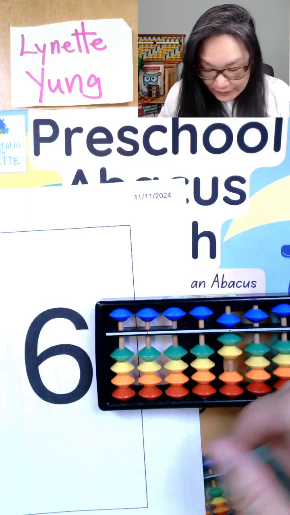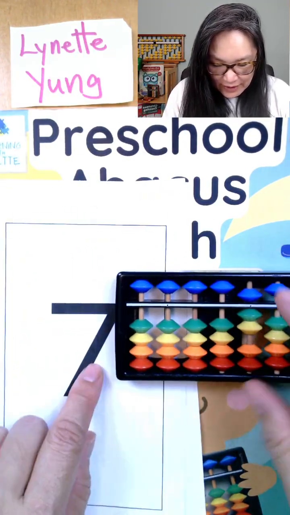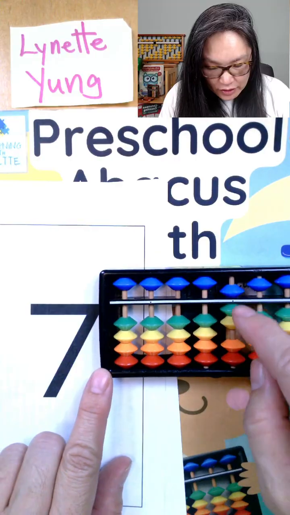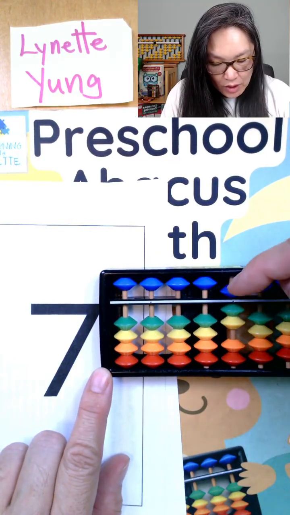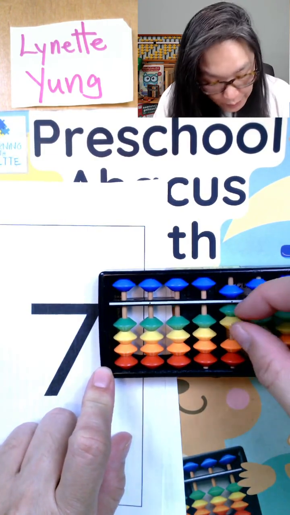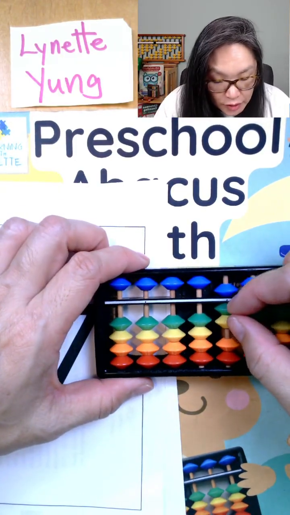Then we have 7. 5, 6, 7. We start here to do the 5, 6, 7. How do I know? The top bead is 5, and the 2 bottom beads each equal 1. Put them together and they are 2.